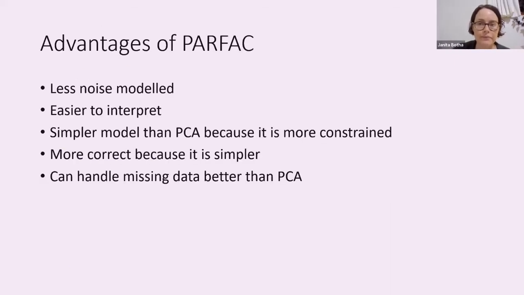And so PARAFAC models less noise, it's easier to interpret, and it's also a simpler model than PCA because it's more constrained. So it means that by definition, this model is going to fit data not as well as PCA. But what it means also is that it's more correct because it's a simpler model. It also handles missing data better than PCA, but that's just something that's relevant for me.